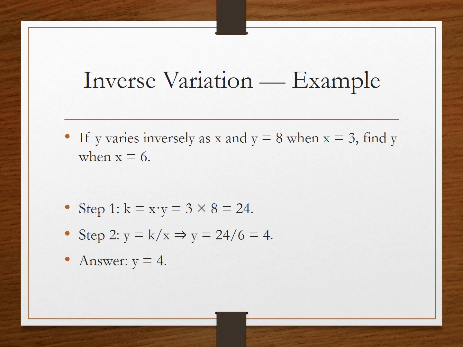Examples relevant to inverse variation. If y varies inversely as x and y is equal to 8 when x is equal to 3, find y when x is equal to 6. As we know that y varies inversely to x, this relationship can be written mathematically as y ∝ 1/x. And again it can be written as y = k/x, where k is the constant. To find the value of k, this relationship can be written as k = x × y.